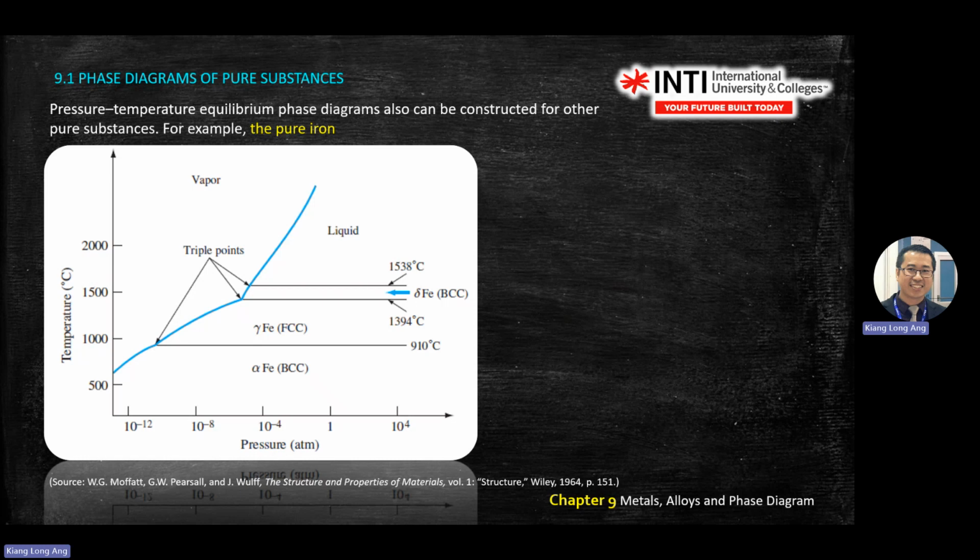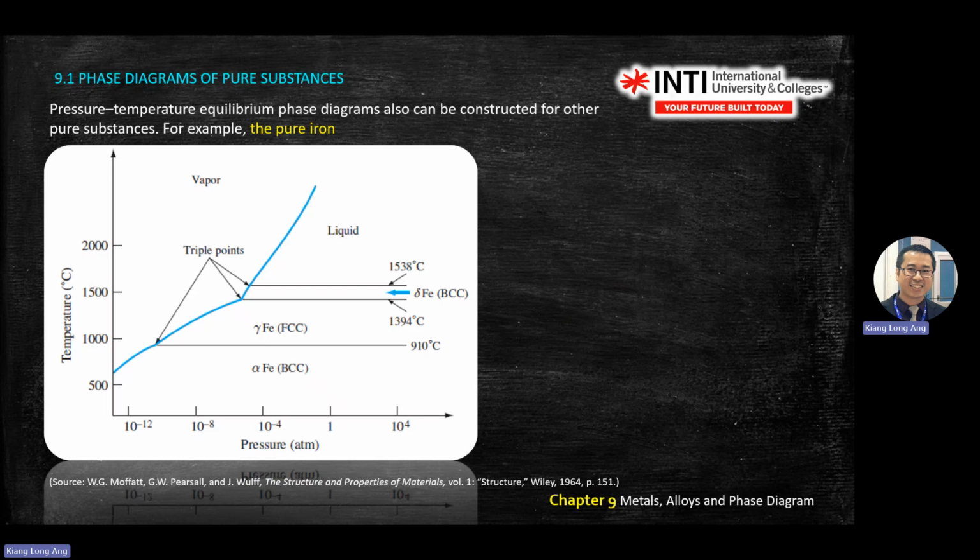If you draw one line here, let's say at 1 atmosphere pressure, and you drop from 1600 degrees C, you will form a liquid form of pure iron. You drop the temperature until 1538, and you will see liquid and solid start to form inside the liquid. When you walk on this line at 1 atmosphere pressure, you will start to see small particles inside the liquid already. That small particle we call delta ferrum, BCC form.